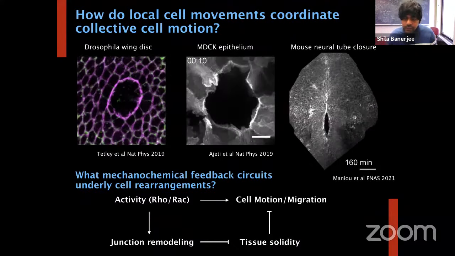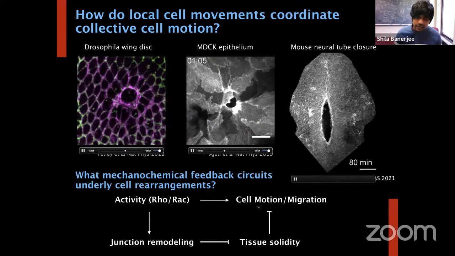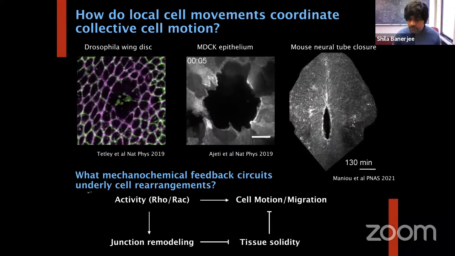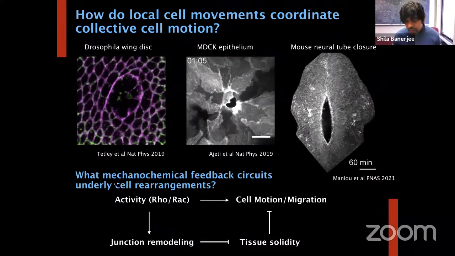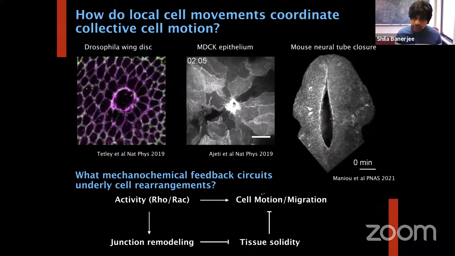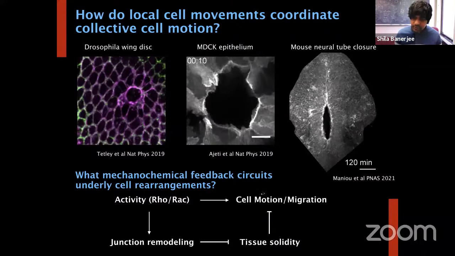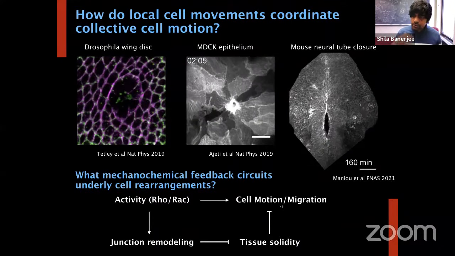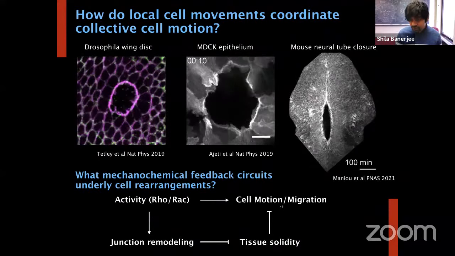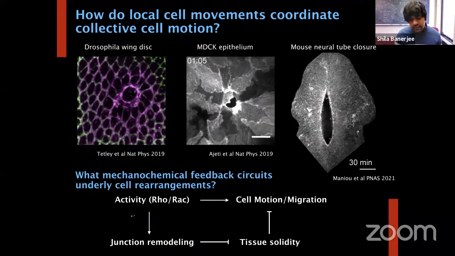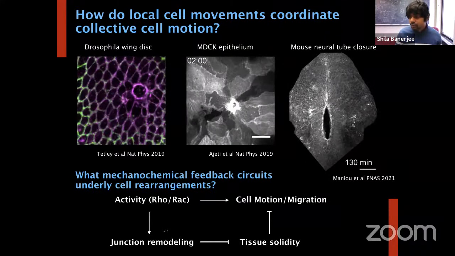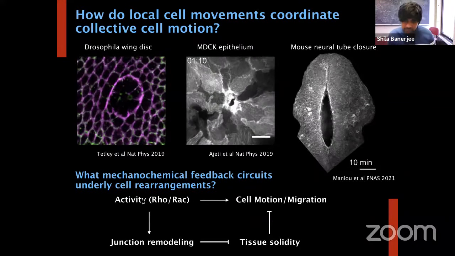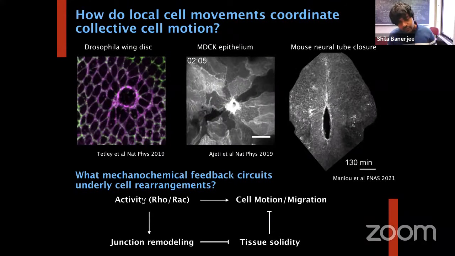The traditional understanding is that we think about cell migration and movement in terms of activity, right? So Rho and Rac drive motion and migration. But when we are talking about motion in the context of multicellular systems, you have to work against the mechanics of the surrounding tissue, right? Tissue solidity will inhibit motion. So you need to overcome that stress, and the way to do that is through junctional remodeling of intercellular junctions, and that is also driven by subcellular activity, right?